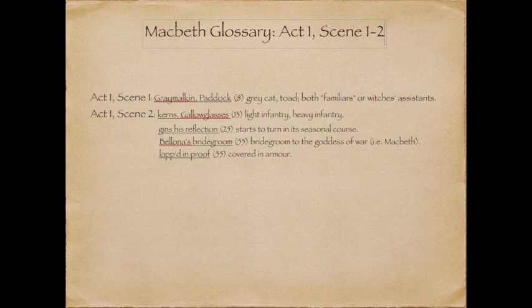The major difficulty that students have with Shakespeare is the difference in language. So I've compiled a bit of a glossary. In scenes 1 and 2, we've got grey malkin and paddock, which is a grey cat and a toad, kerns and gallowglasses, which is light infantry and heavy infantry, gins, which is starts to turn to its seasonal course, Bellona's bridegroom, which is bridegroom to the goddess of war, lapped in proof, which is covered in armour.